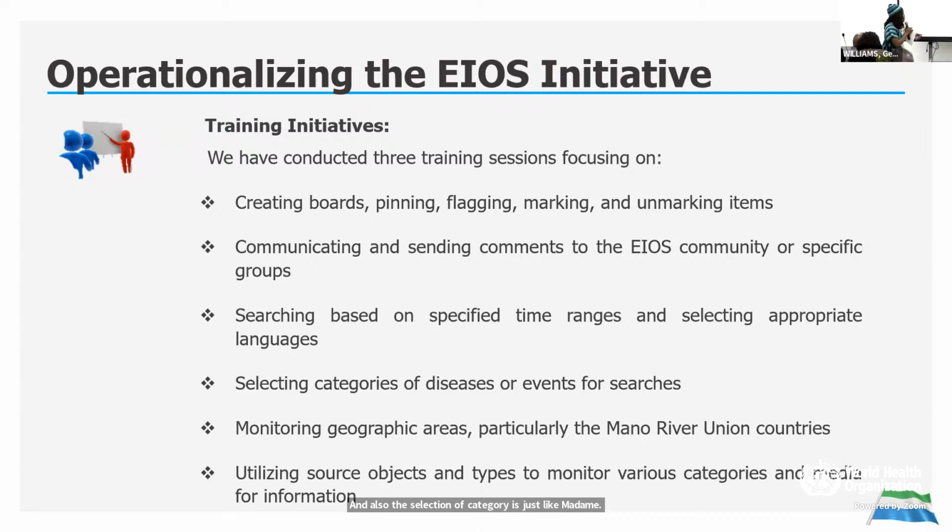And we are also scanning for geographic areas. We are only focusing on the Mano River Union, which is Guinea, Liberia, Ivory Coast, and Ghana.